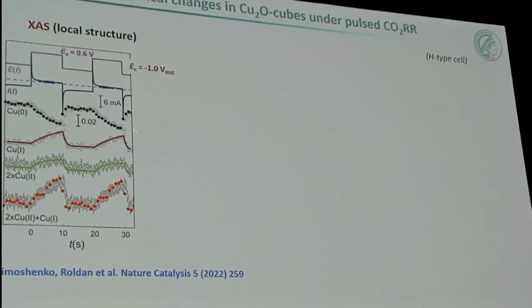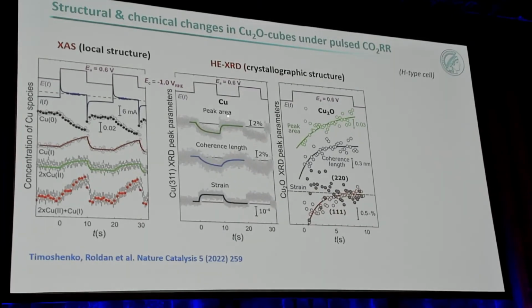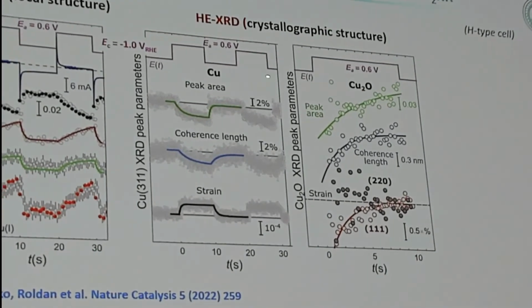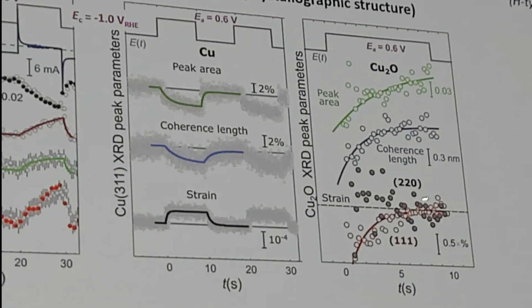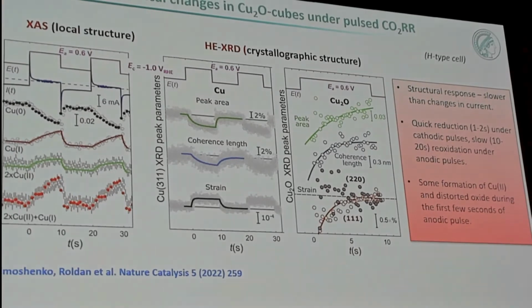So looking at a little bit more detail, you see here the local structure with extraction spectroscopy. You see the change in the current very fast. The oxidation happens slowly during the pulse, and the reduction is happening very fast when I change the pulse to the reducing conditions. And I can follow whether I have copper 1 species, copper 2 species. If I go now to the XRD, I can look at the peak area, I can look at the coherent length, and I can look at the strain. And within a given pulse, I can follow the evolution of the strain also for different planes. So these are very difficult experiments to do, but I think they contain a lot of information.